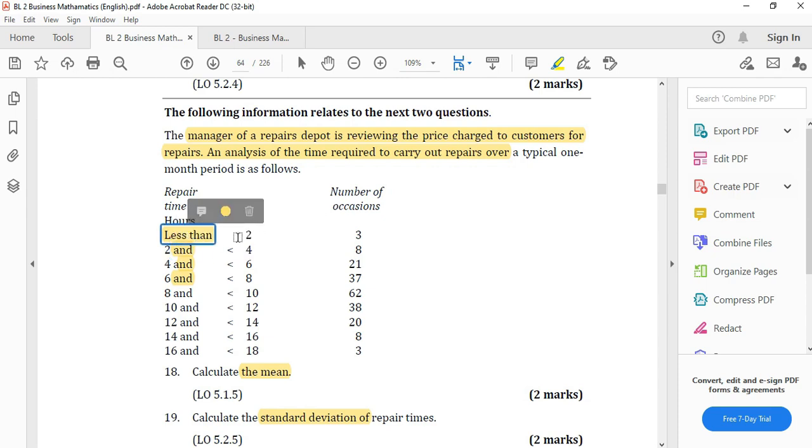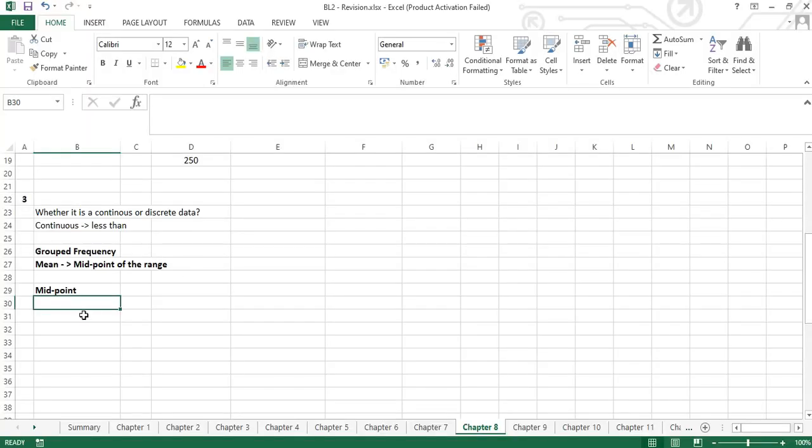Now, less than 2 could include minus, but there can't be minus hours, so you don't have a boundary. To create the boundary for this first line, see the class width of the next line. It's 2 to 4, 4 to 6, basically 2 each. So 2 to 4 is 2, 3, 4. Likewise, less than 2 we will take 0, 1 and 2. What will be the midpoint? 1, isn't it? Because that's the middle value.